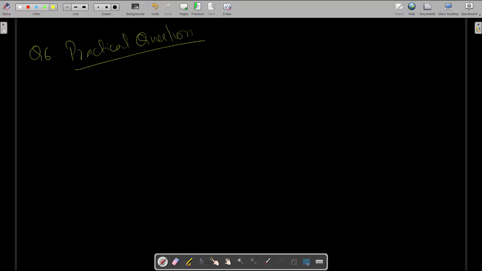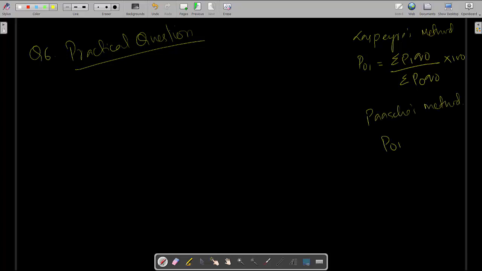Now, in this question, we're asked to calculate Laspeyres' method. So let's write the formula here. It is sigma P1 Q0 by sigma P0 Q0 into 100. And also let's write Paasche's. I'll tell you why we are writing these formulas here. Sigma P1 Q1 by sigma P0 Q1 into 100. So this is our formula. Okay, so now let's start solving the question.